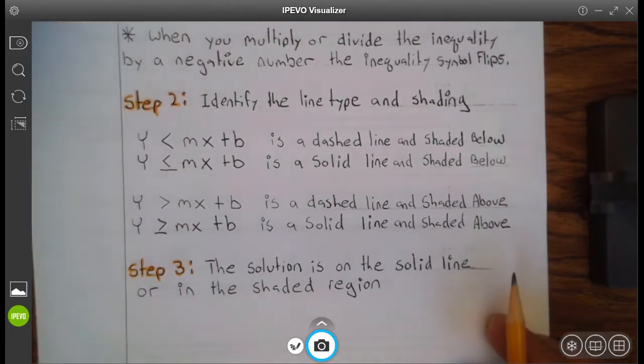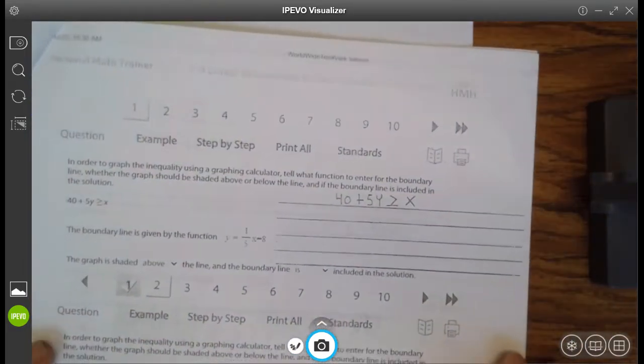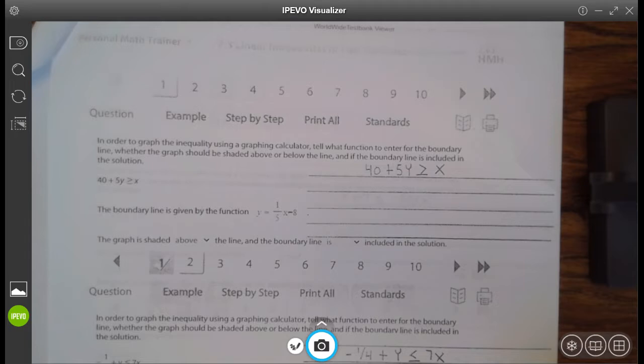All right, let's look at the first example. In order to graph the inequality using a graphing calculator, tell whether the function to enter for the boundary line, whether the graph should be shaded above or below the line, and if the boundary line is included in the solution. Now we're going to do this without a calculator, but if you have any questions about how to graph this on the calculator or Desmos, please ask me in class, okay?